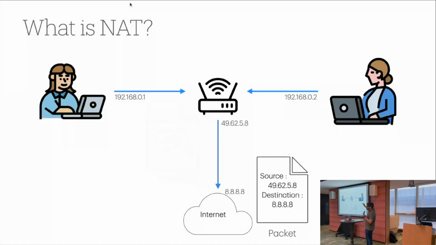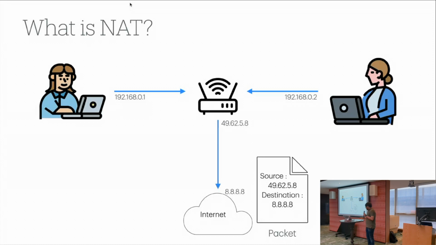If a response comes back, the destination in the response will be 49.62.5.8, right? But NAT is smart enough to figure out that that is not the true destination. Obviously, it's just a router. So it will rewrite the packet again and say that the destination is 0.1, and the packet would travel back to your client. Is this clear enough, or does this require going into a little more depth?